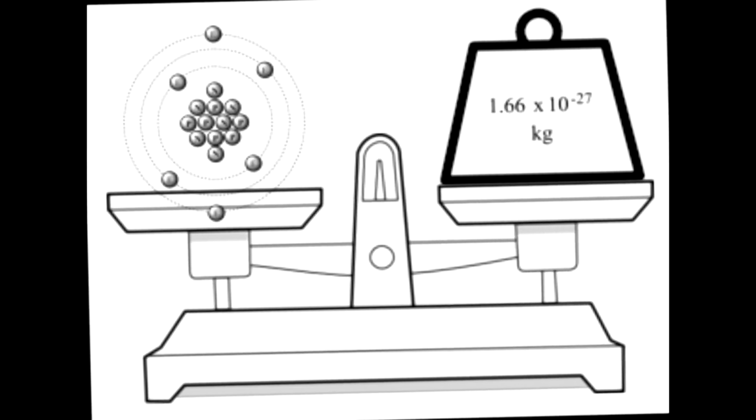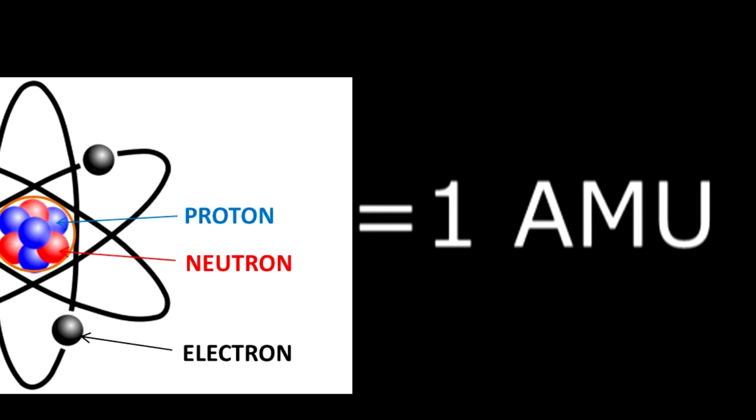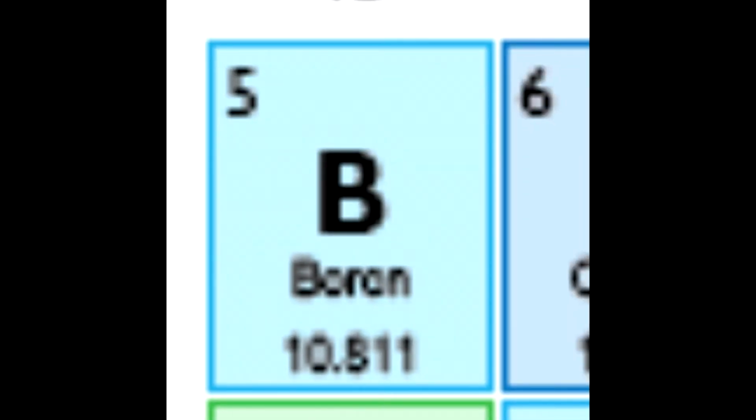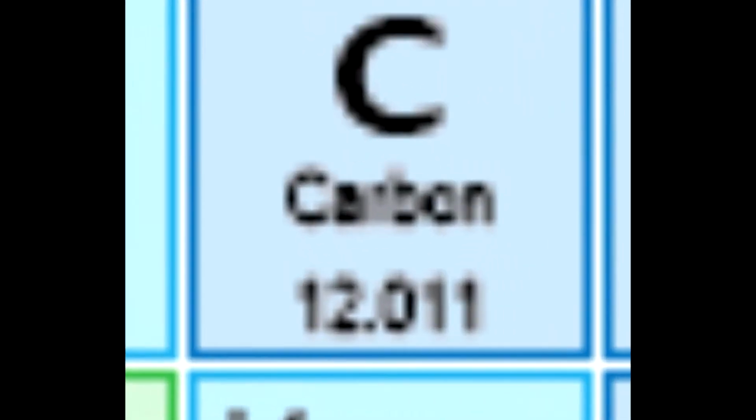An atomic mass unit is how we measure the mass of atoms. 1 proton or 1 neutron equals 1 atomic mass unit. This can be used in calculations later. The average atomic mass is shown on the periodic table right here underneath the letter. And it's how many protons and neutrons are usually in an element. Carbon, for example, weighs 12 AMUs.